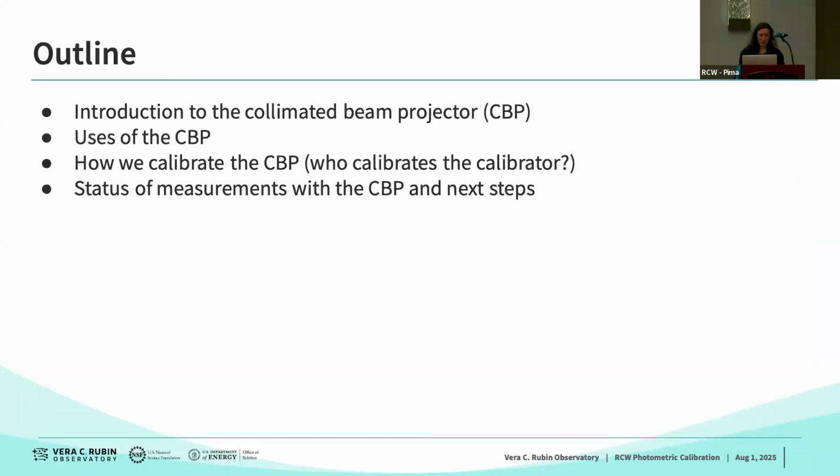Okay, now switching over to the collimated beam projector, I'm going to give an introduction to the collimated beam projector, talk about uses of the CBP, how we calibrate the CBP, really who calibrates the calibrator, and then give a quick status of measurements with the CBP and our next steps.